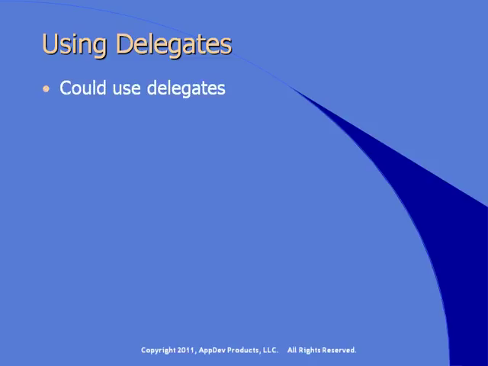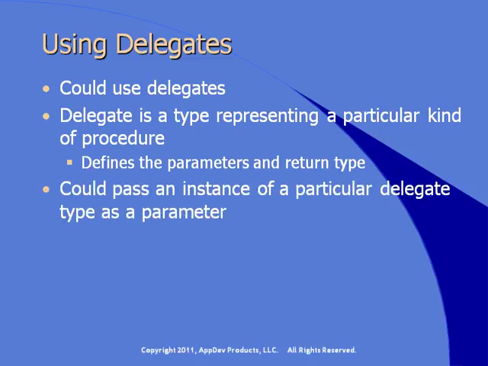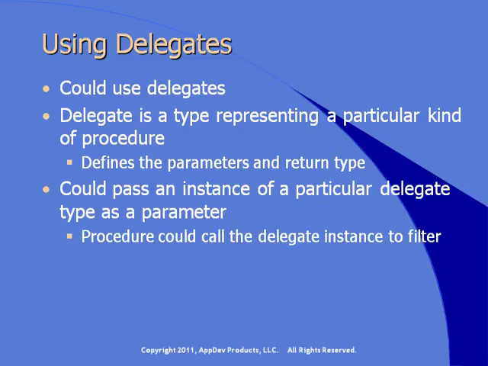Now you could use delegates. A delegate is a type that represents a particular kind of procedure. It defines the parameters and the return type on a procedure. You could pass an instance of a particular delegate type as a parameter to your file searching procedure. And the procedure could then call the delegate instance to filter the return values.